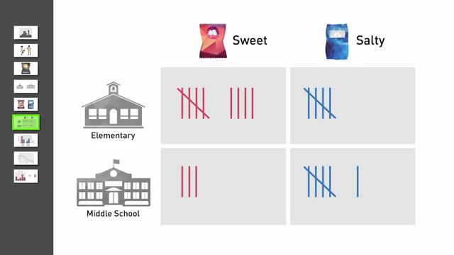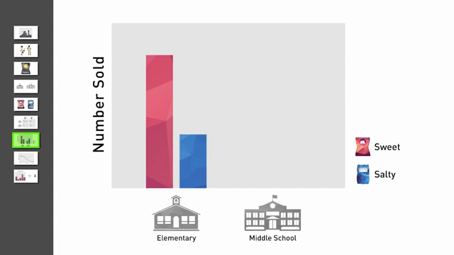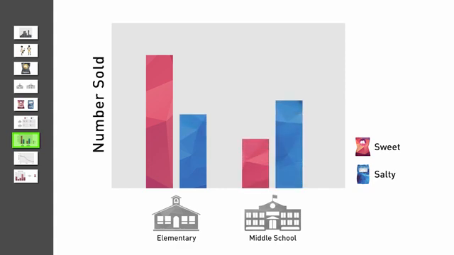To analyze this data, your team creates a graph. This helps them see patterns in the numbers. The graph shows that more popcorn was sold in front of the elementary school. And it also shows that elementary students were more likely to buy sweet popcorn. So your team decides to sell sweet popcorn at the elementary school. This is a great decision, but there's even more you could figure out.